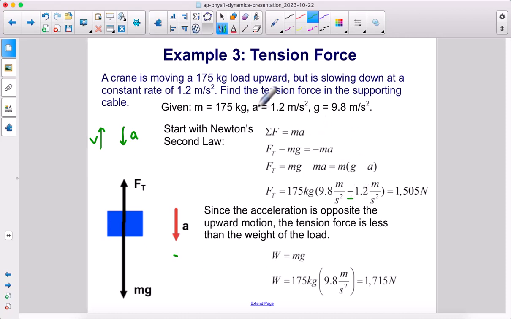Now, if you want to just make your acceleration negative up here, you wouldn't have to remember to put the negative sign out here. But at some point, you're going to have to make sure that acceleration gets a negative sign. Plug your numbers in, and we get 1,505 newtons.